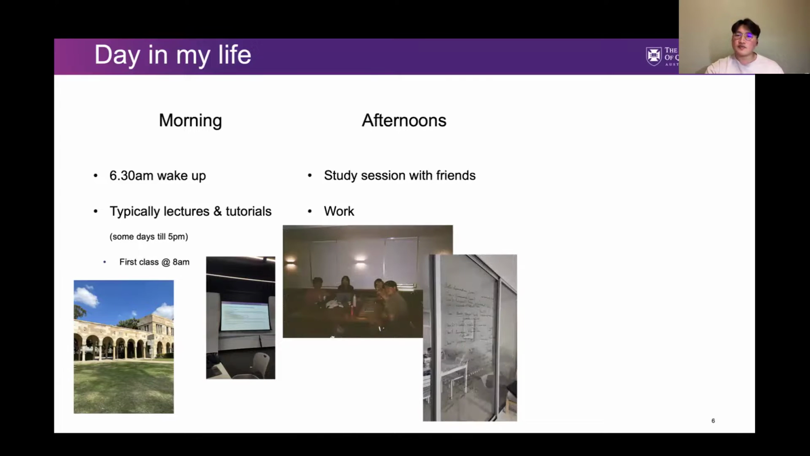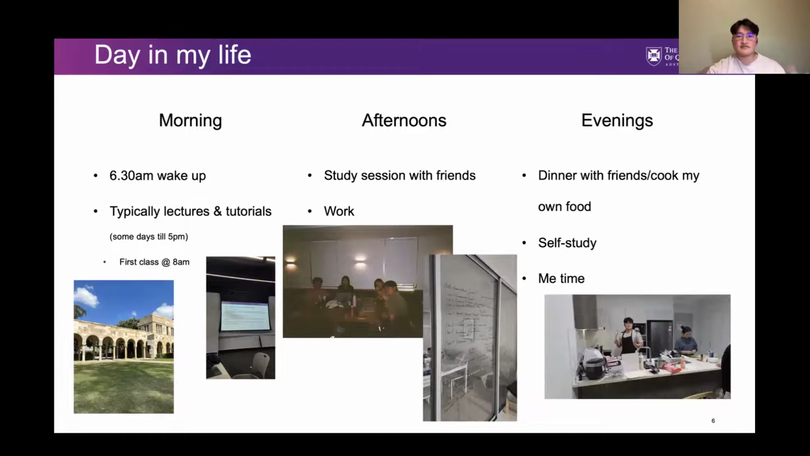Then in my afternoons, I'll typically have study sessions with my friends. And sometimes I even take time off to work a little bit. And in my evenings, again, I spend time with my friends. I cook, self-study, and my own me time is highly important for me to just deload for the day and then reset myself for the next day.